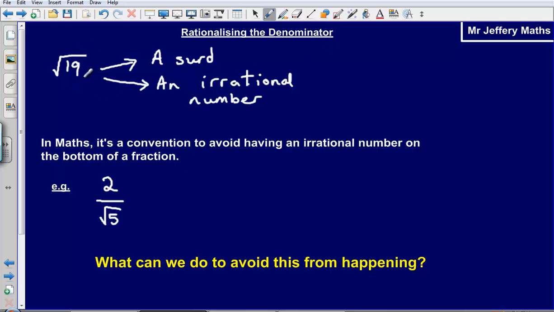So just to refresh our memory from the last video, a surd is simply a square root that doesn't go to a whole number, and surds are generally irrational numbers. Now in maths it's a convention to avoid having an irrational number on the bottom of a fraction. So for example, 2 over root 5. Root 5 is a surd and it's an irrational number. We don't want to have that root 5 as the denominator of our fraction. So what can we do to avoid this from happening?